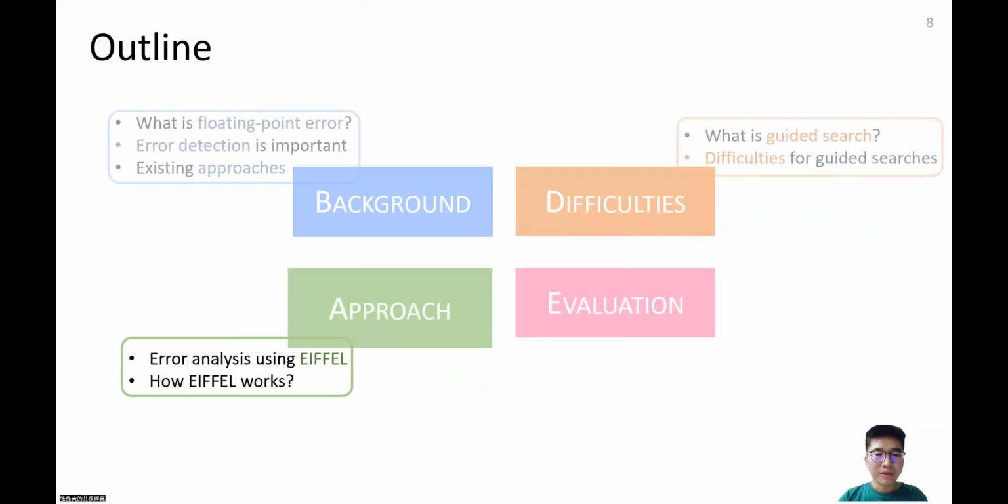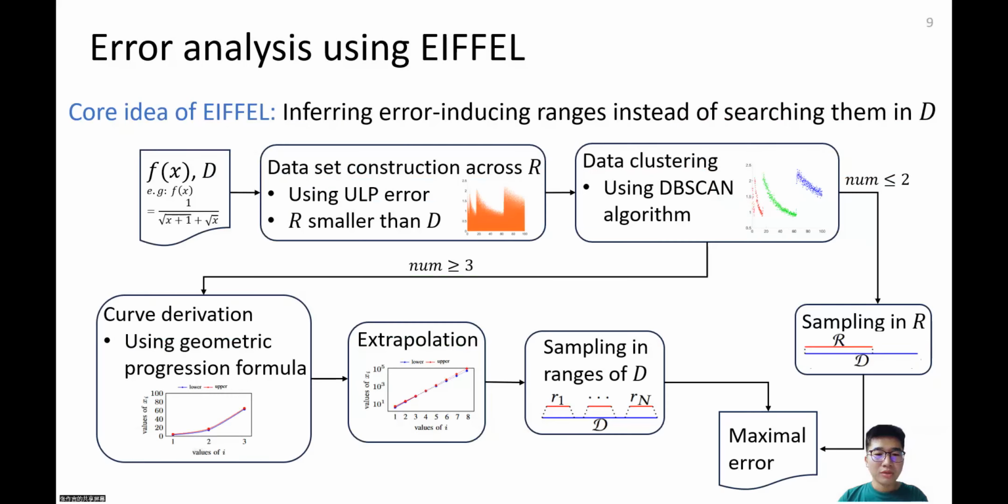Okay, now we move to the part of approach. The core idea of Eiffel is to infer error-inducing ranges instead of searching for them in D. First, the inputs are the arithmetic expression and the detection interval D. Next, perform the dataset construction across R. Then perform clustering, depending on the number of clusters to decide which method to perform. If the number is less than or equal to 2, the maximal error is obtained by sampling directly on R. Otherwise, perform curve derivation, extrapolation, and sampling in R on D.